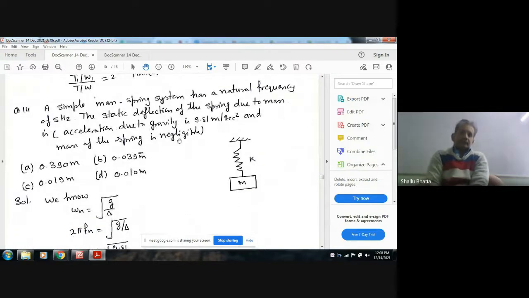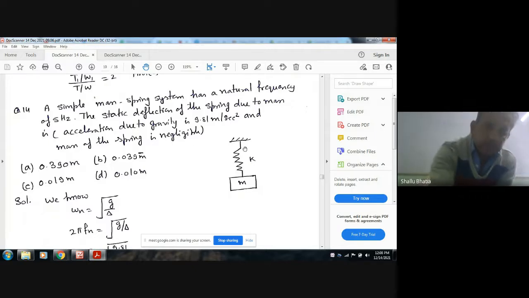A simple mass spring system has a natural frequency of 5 Hz. The static deflection of the spring due to the mass is, acceleration due to gravity is 9.81 meter per second square, and the mass of the spring is negligible. This is the spring and this is the mass, and this is the spring mass system. Now we have to find the static deflection.